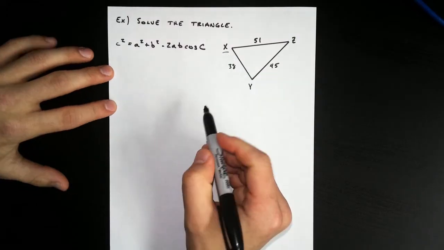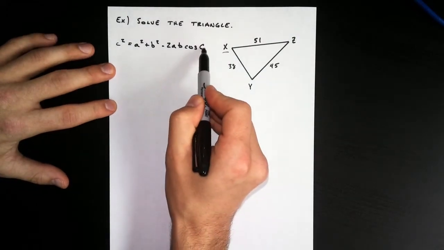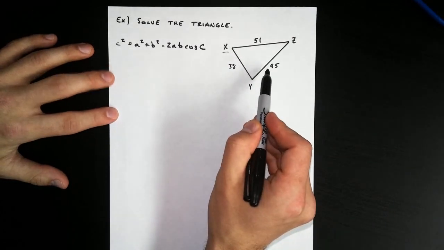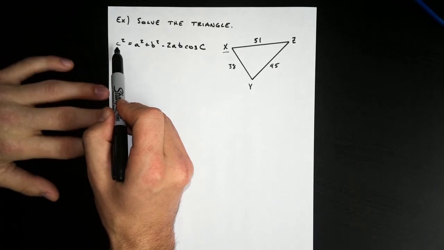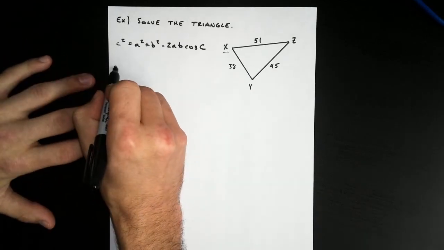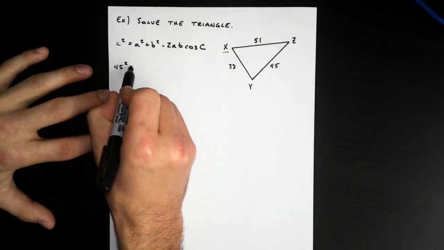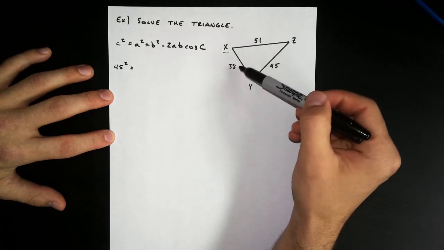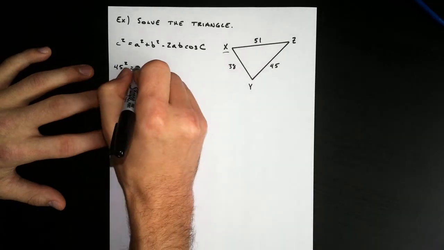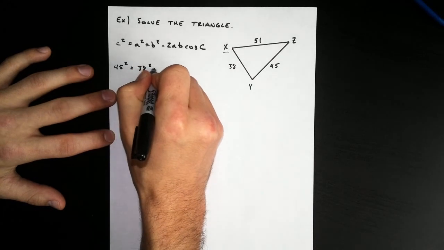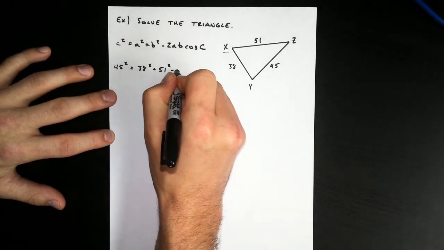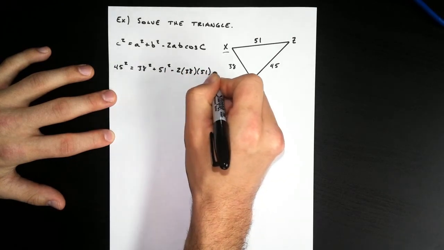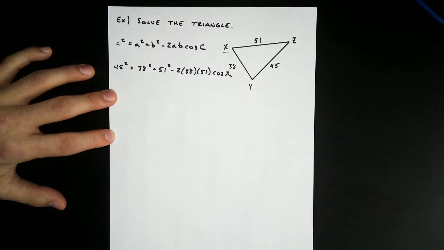So let's start here. That means x is going to go in for capital C there, and the side length that's across from this, the 45, needs to be the one that's all by itself on this side of the equal sign. So we'll put 45 in there. The other two sides, these would be a and b, and they are interchangeable. So 38 squared plus 51 squared minus 2 times 38 times 51, and then the cosine of x.